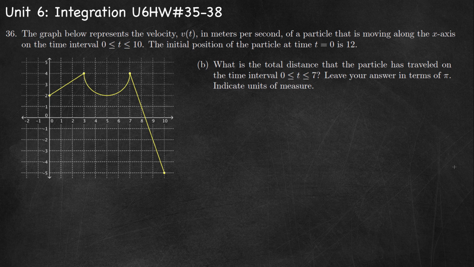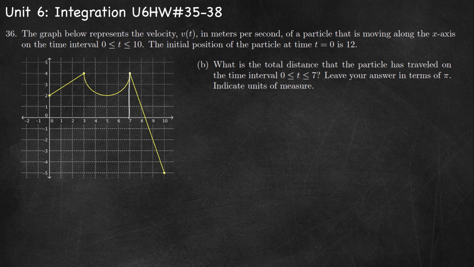Part B, what is the total distance that the particle has traveled on the time interval from 0 to 7? Okay, from 0 to 7, so we're going to stop right here at 7. We're not going to go past that point. Total distance traveled on the time interval from 0 to 7. Leave your answer in terms of pi, indicate units of measure. On the interval from 0 to 7, the velocity is positive the entire time. It's positive, which means the particle is moving right the entire time.